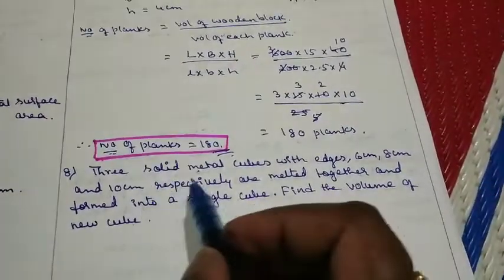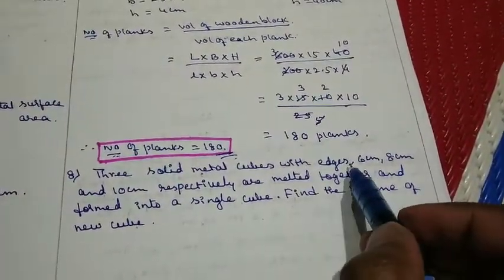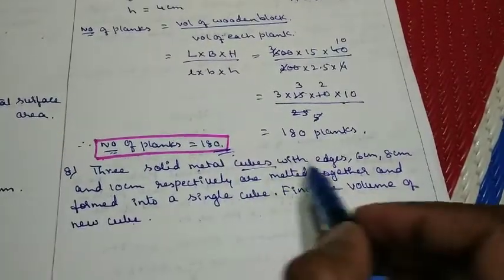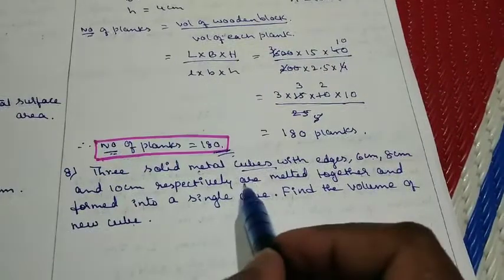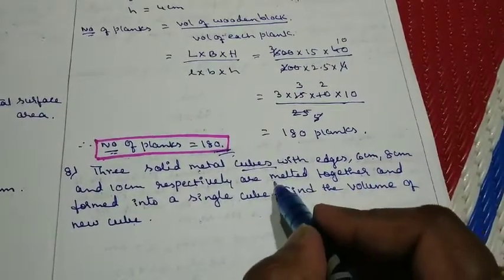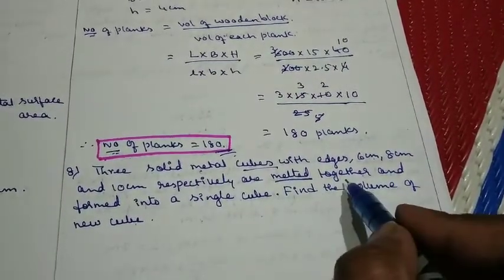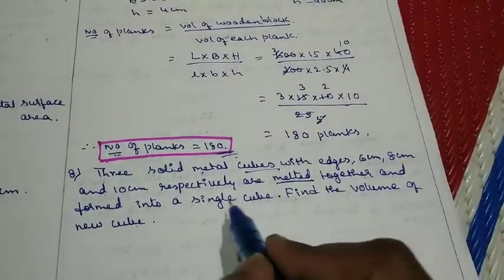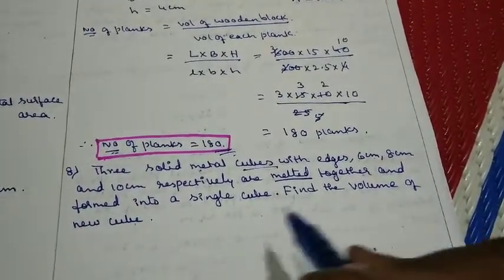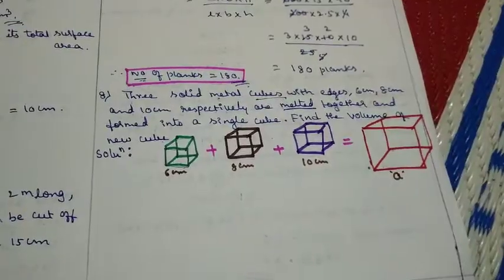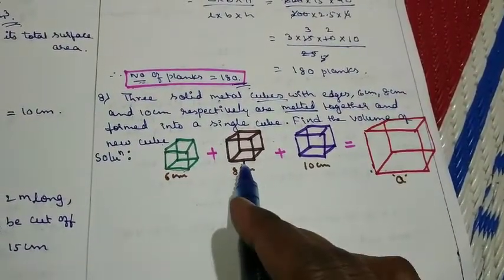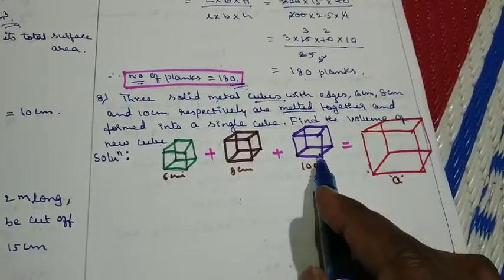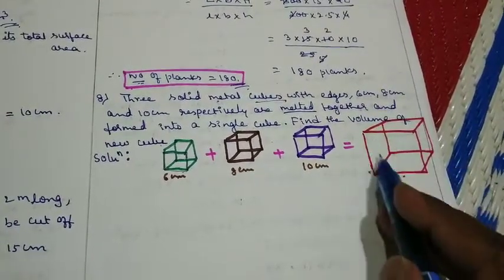3 solid metal cubes with edges 6 centimeter, 8 centimeter and 10 centimeter respectively are melted together and formed into a single cube. Find the volume of the new cube. So here the volume of cube 1 plus the volume of cube 2 plus the volume of cube 3 is nothing but the volume of the big cube.